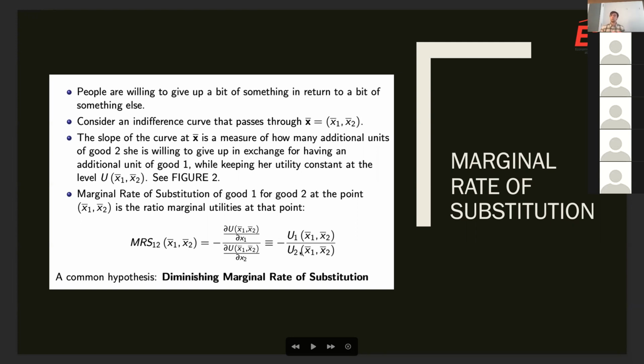This is just conceptually saying that people are willing to give up a bit of something in return for a bit of something else. So if we consider an indifference curve that passes through a certain bundle X, the slope of the curve at bundle X is a measure of how many additional units of good 2 an individual is willing to give up in exchange for an additional unit of good 1. And if she were to give up good 2 for good 1, we would have a constant utility at that level. And our marginal rate of substitution for good 1 and good 2 at bundle X is just the ratio of marginal utilities at that point.